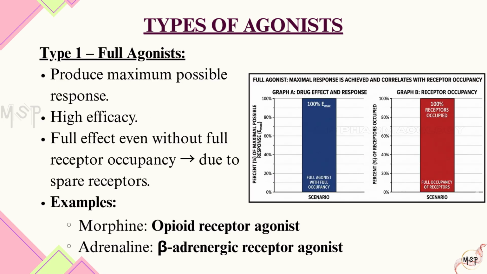Type 1. Full agonists. A full agonist produces the maximum possible response when it binds to receptors. Key characteristics: high efficacy, can achieve a full response even without occupying all receptors, thanks to what we call spare receptors. More on that shortly. Classic examples: morphine is a full agonist at opioid receptors, and adrenaline, a full agonist at beta-adrenergic receptors.